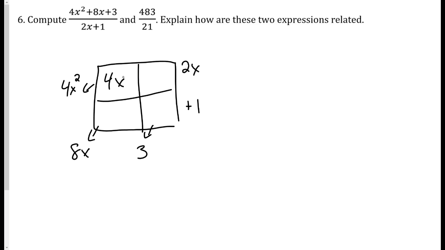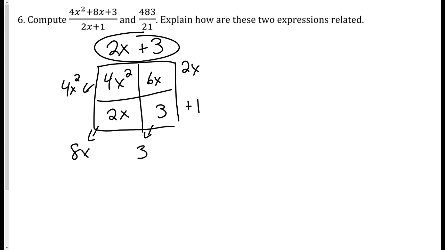So what times 2x gives me 4x squared? 2x. Multiply through. I want 8x. I only have 2, so that needs to be 6x plus 3. I get 3. So the quotient is 2x plus 3.